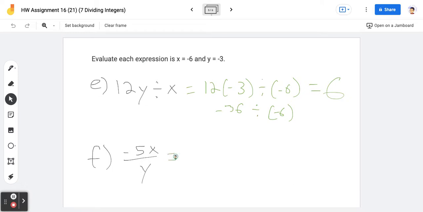Negative 5x divided by y, well, that's negative 5 times negative 6 divided by negative 3. Well, negative 5 times negative 6 is a positive 30. Divided by negative 3 is going to be negative 10.